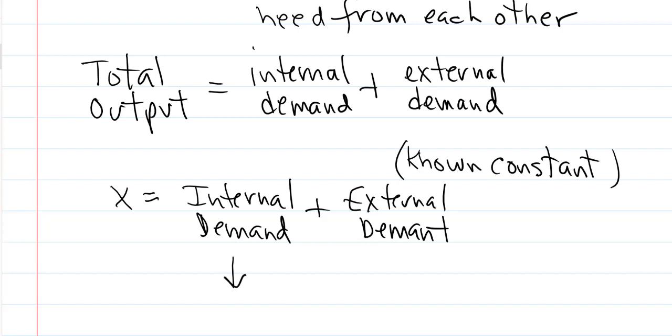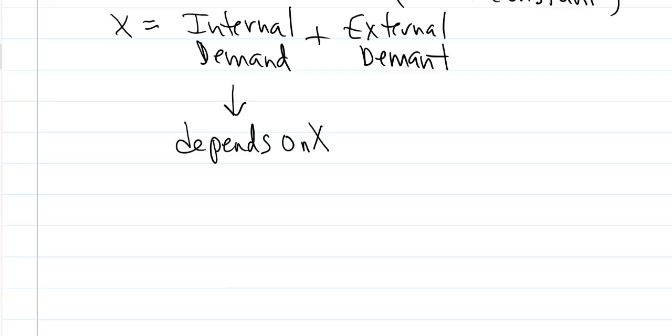So the internal demand depends on X, the total output. In order to find X, you have to know the internal demand. But to find the internal demand, you have to know X, the total output. So it seems impossible, doesn't it?